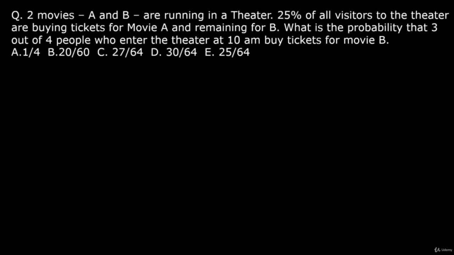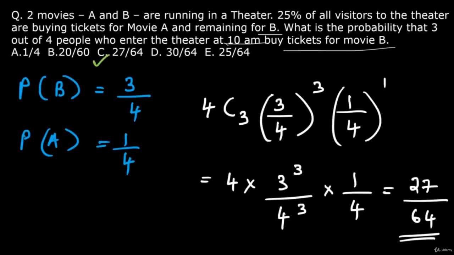Let's read the next question. 2 movies A and B are running in a theater. 25% of all visitors to the theater are buying tickets for movie A and remaining for B. What is the probability that 3 out of 4 people who enter the theater at 10 a.m. buy tickets for movie B? Alright, so what's the answer to this question? The correct answer is option C, that is 27 divided by 64.